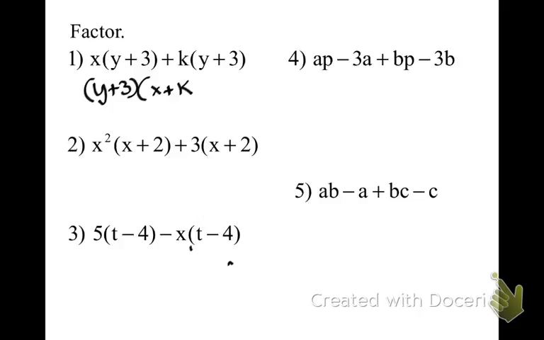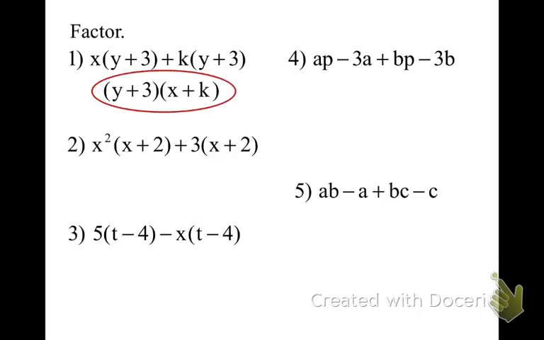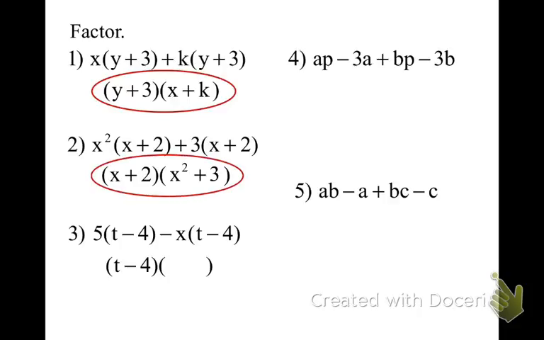Go. Recording. Okay, so how are we on number 2? What did you get? Let's go, Cheyenne. I got the quantity of x plus 2 times the quantity of x squared plus 3. Good. Okay. Next, number 3. Let's go with Robert. Quantity of t minus 4 times the quantity of 5 minus x. And it doesn't matter the order that you put them in.